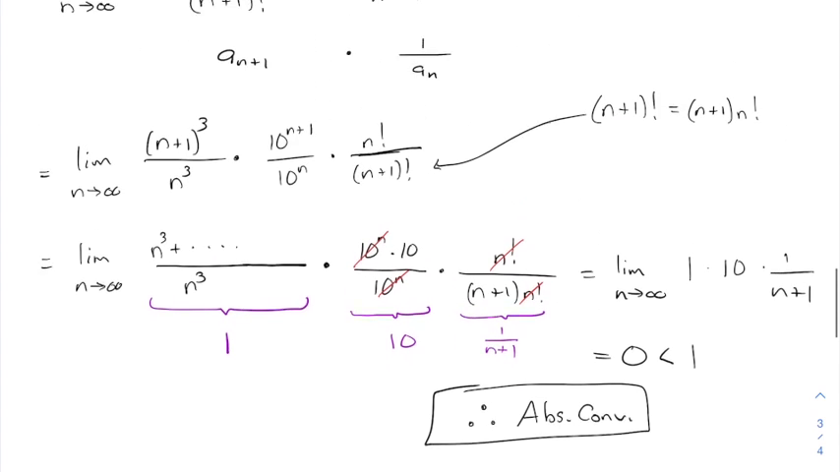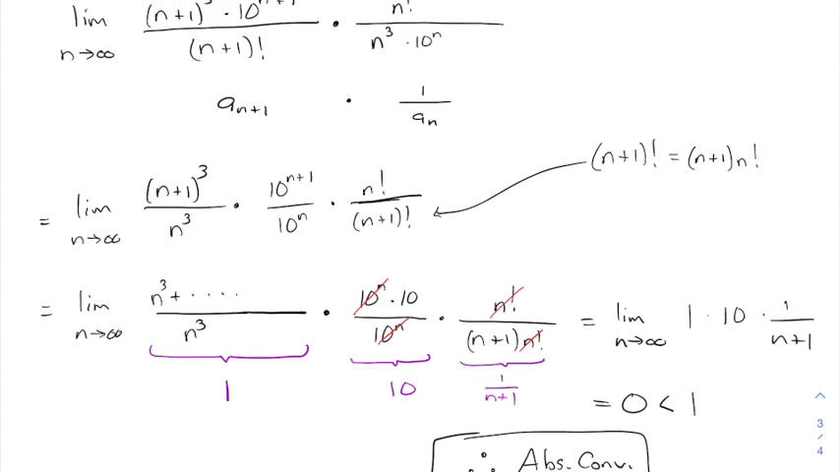Let's do another example. Actually, before we do that, though, let me just mention this. Pretty much anytime you see a factorial, you're going to want to use the ratio test because this sort of cancellation works really nicely with factorials.